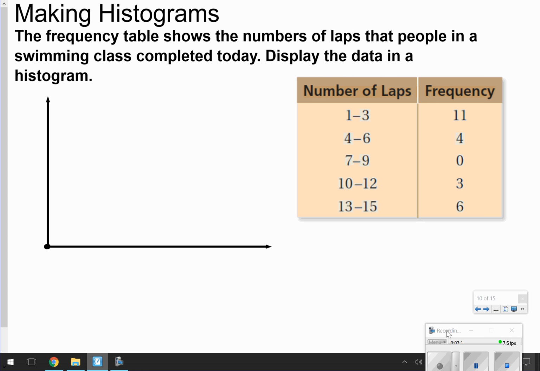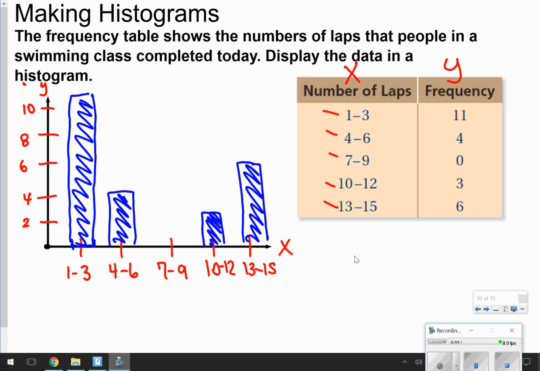The next part, I'm going to get you to pause and try this one on your own. It's making a histogram. These are your intervals, so these are going to go on the x-axis down at the bottom. The frequencies will be your y-axis, and those will go on the side, the up and down or vertical line. Go ahead and take the time to pause the video now and create your histogram.